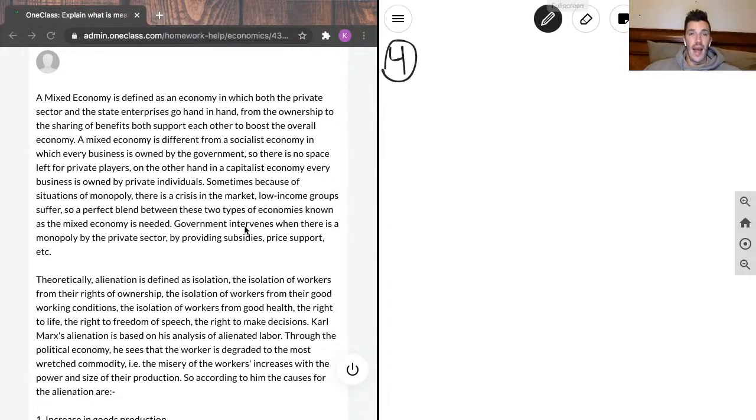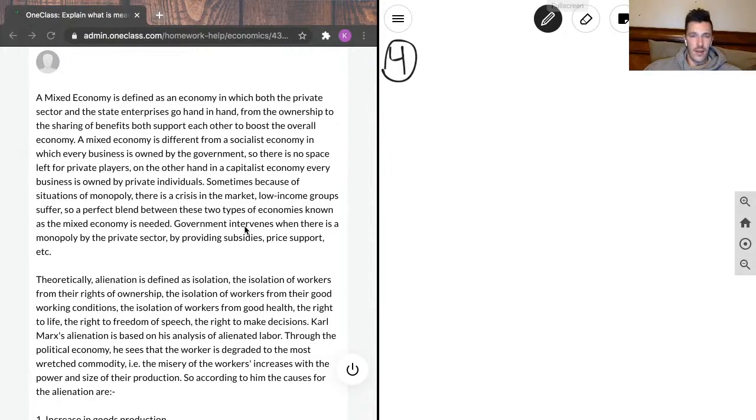On the other hand, in a capitalist economy, every business is owned by private individuals. Sometimes, because of situations of monopoly, there's a crisis in the market. Low-income groups suffer. So a perfect blend between these two types of economies, known as the mixed economy, is needed. Government intervenes when there is a monopoly by the private sector by providing subsidies, price support, etc.